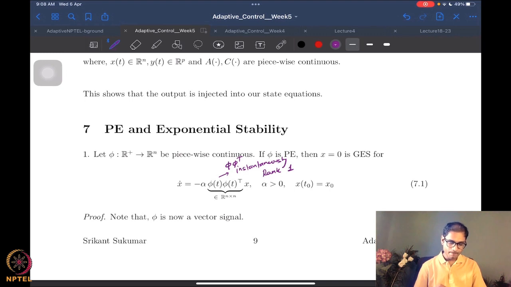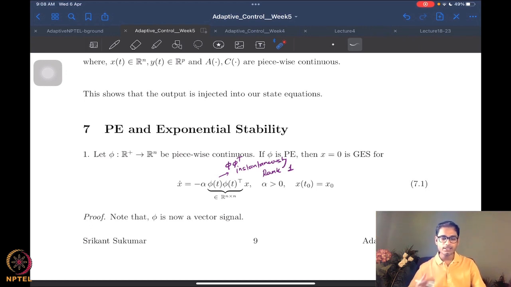Why? Because phi itself is a vector, so rank 1 at most, and therefore the product phi phi transpose cannot have rank more than the constituent matrices. So the phi phi transpose, which is an n by n matrix, imagine I have 100 states, is just rank 1. So remember this.